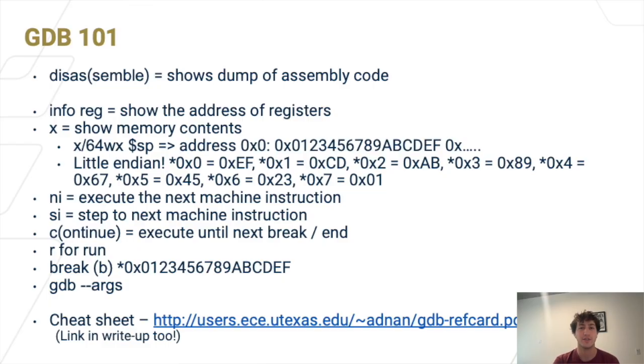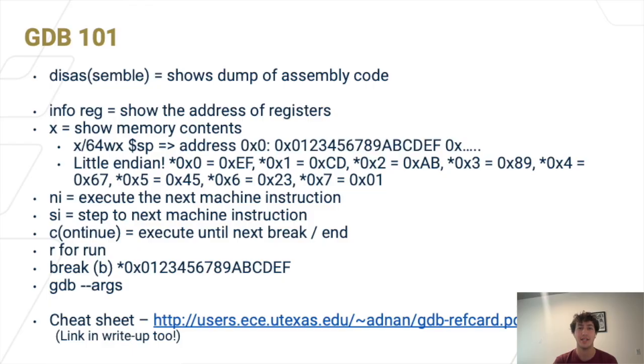There are more instructions for control flow. NI stands for next instruction and runs whatever the next instruction is in the current scope. If it's a subroutine, like a function call, it will execute that in its entirety. Then SI stands for step instruction and runs the next instruction in the entire program's control flow. If there's a function call, it will execute each instruction in the subfunction line by line.